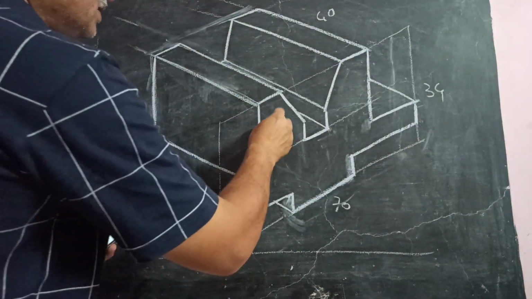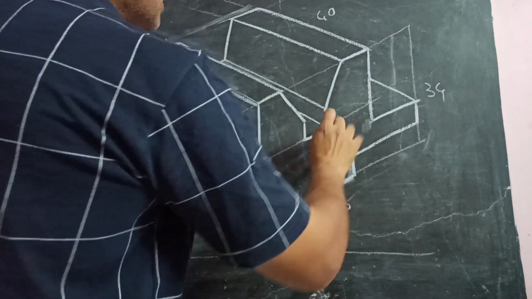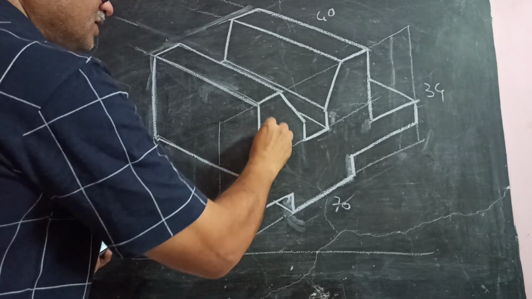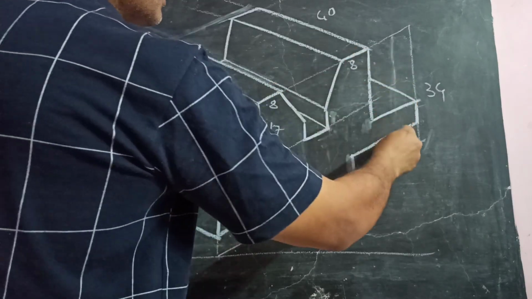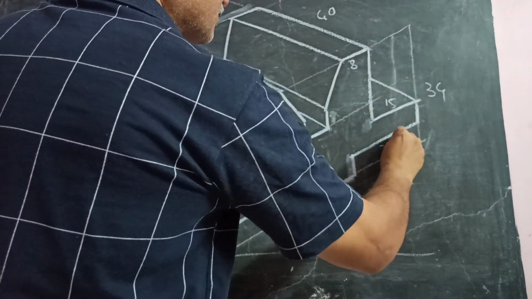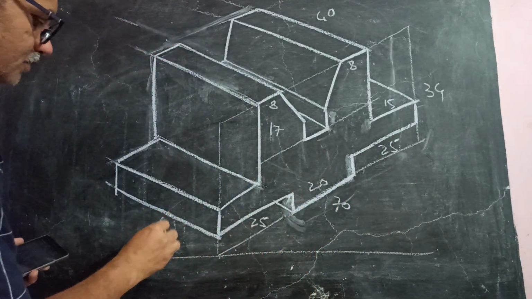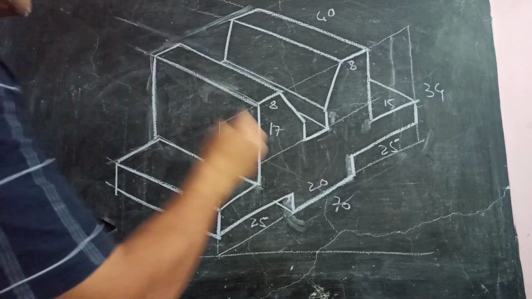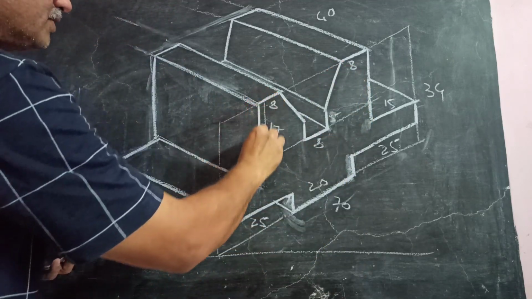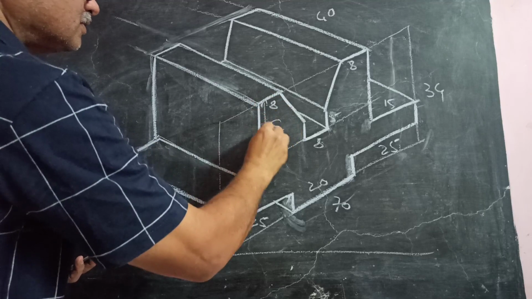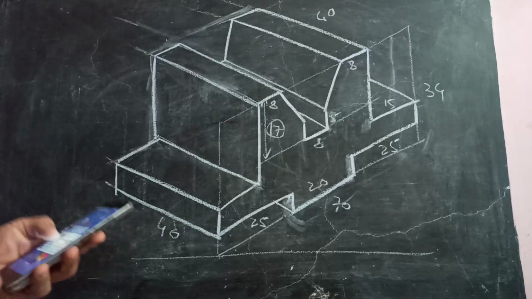This total depth is 17. This is 5 plus 12, that is the total. This line, the depth is at 17. This is 8, this is 8, this is 15, this is 25, this is 20, this is 25, this is 40, this is 8, this is 5. The total depth of this is 17, 12 plus 5. So this is the solution for the problem number 8.